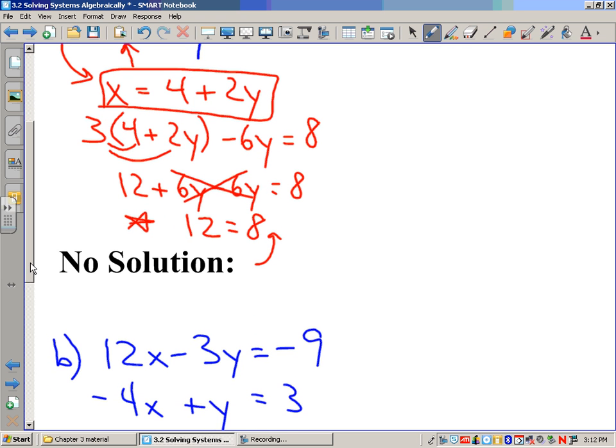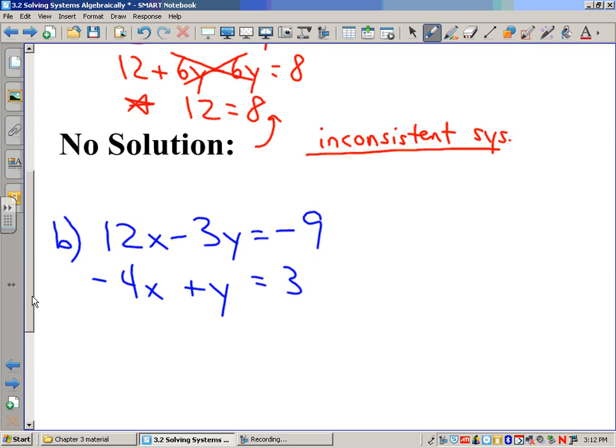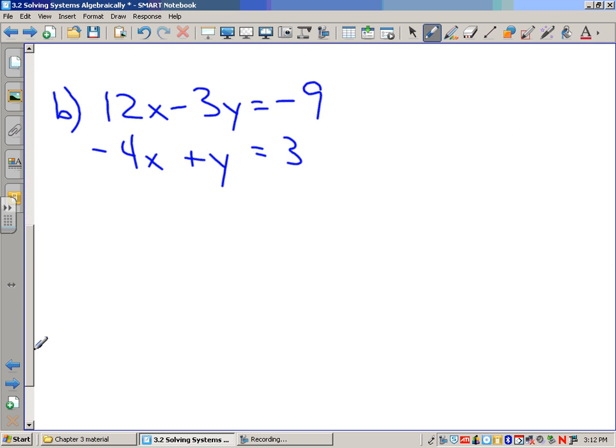Now, what is that called? If there's no solution, graphically that's parallel lines. It's an inconsistent system, which on your notes happens to be the second blank.